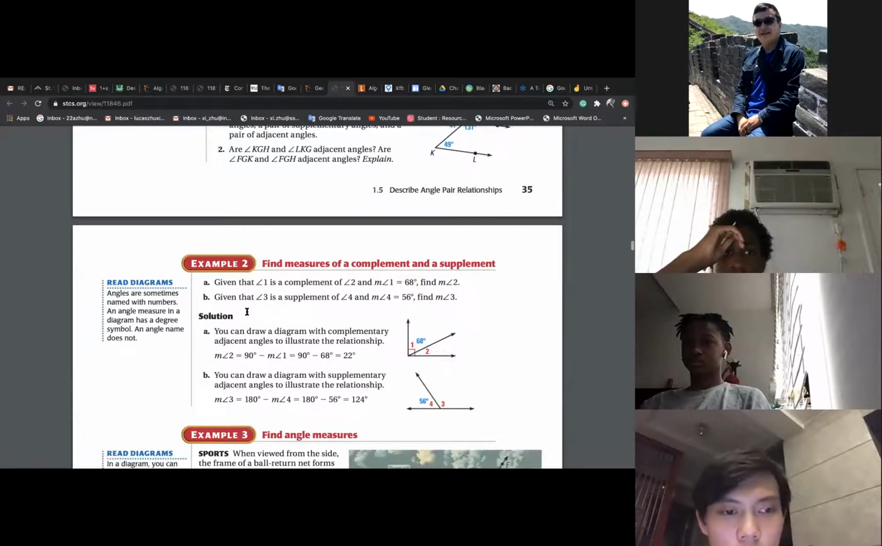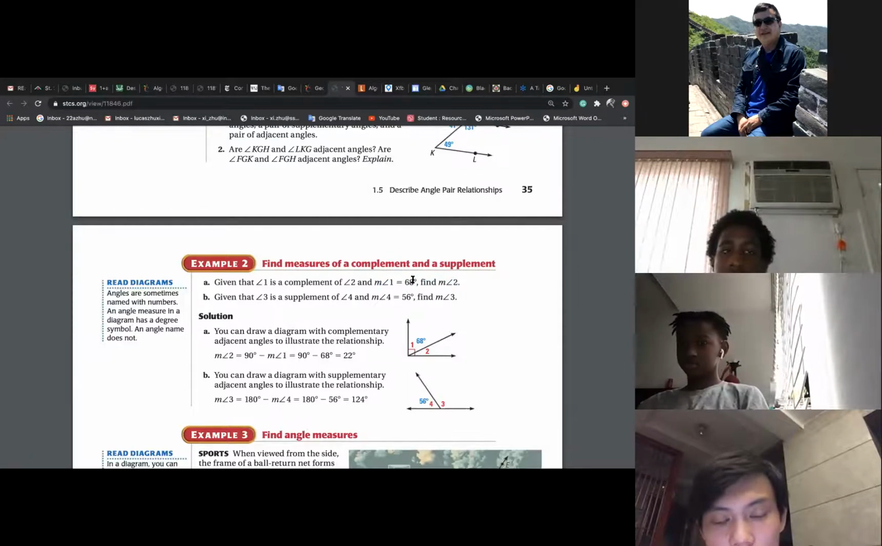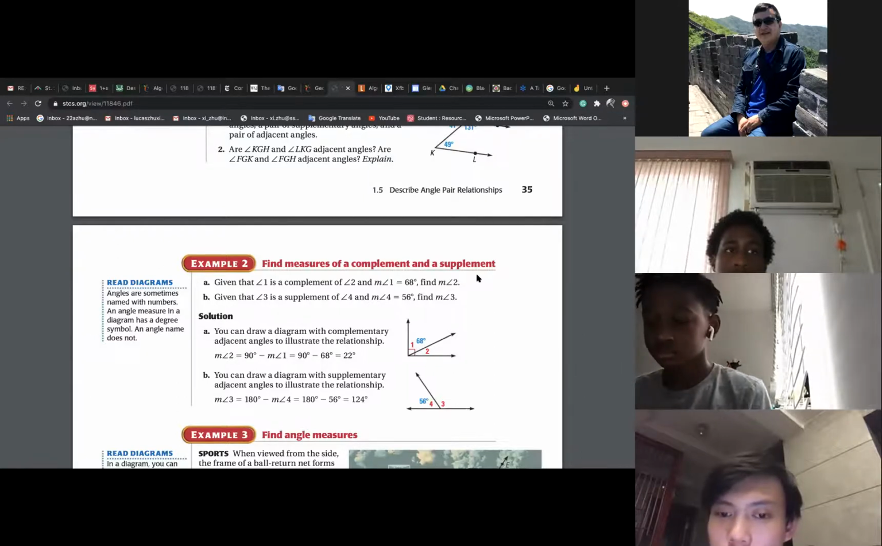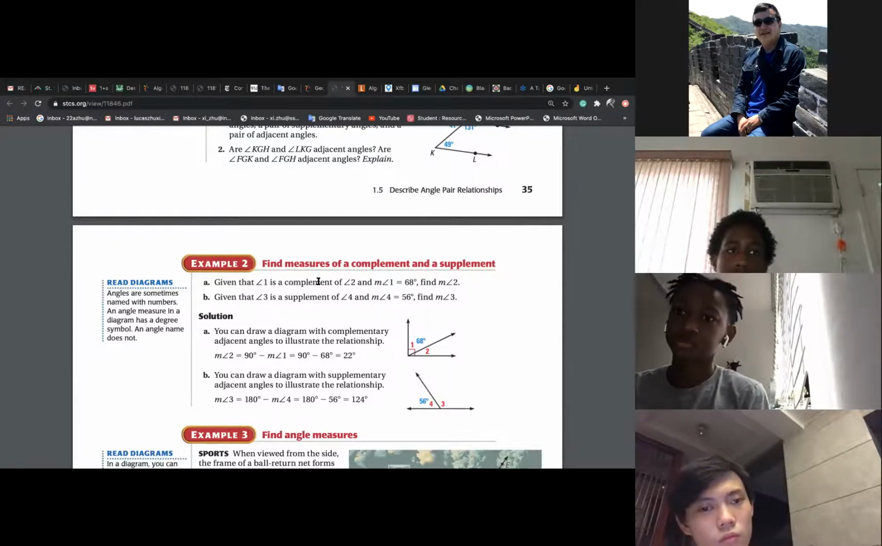Try to do this one. Given that angle 1 is a complement of angle 2, and the measure of angle 1 is 68, what's the measure of angle 2? 22. 22? Yep, it is. Correct.